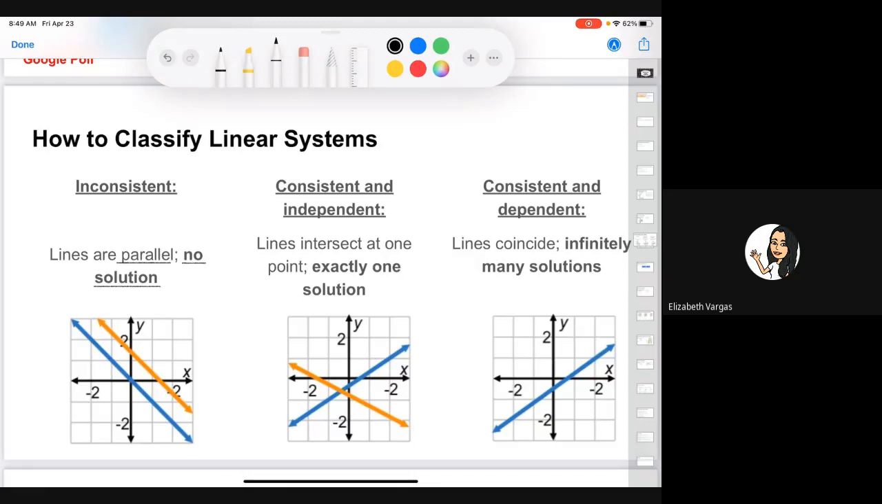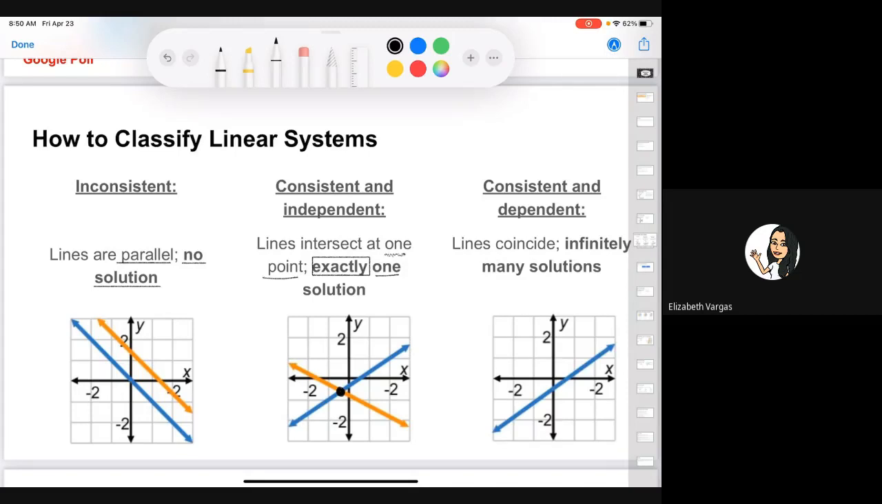How about consistent and independent? Well, linear systems that are consistent and independent have lines that intersect at one point, so they have one point of intersection. And so if they have one point of intersection, then that means they have exactly one and only one solution. And so this would be that point of intersection right here.